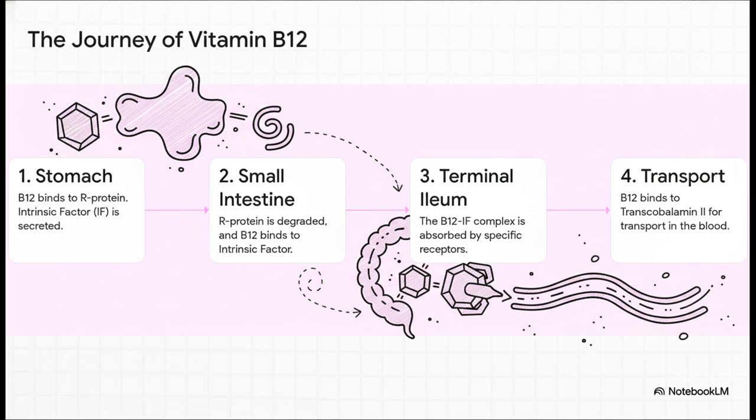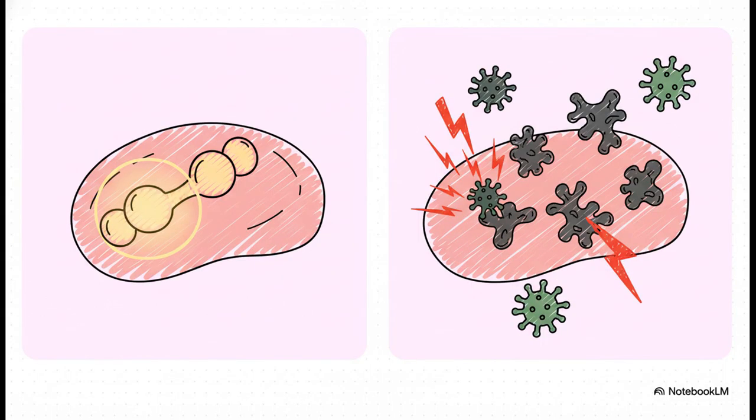First, B12 has to hook up with a temporary partner, our protein. Then it ditches that for a more permanent partner called intrinsic factor. And only that specific complex can get absorbed at the very end of the small intestine. It's like a perfectly choreographed, multi-step molecular handshake. The gut is way smarter than we give it credit for, and that intelligence starts with how we taste.